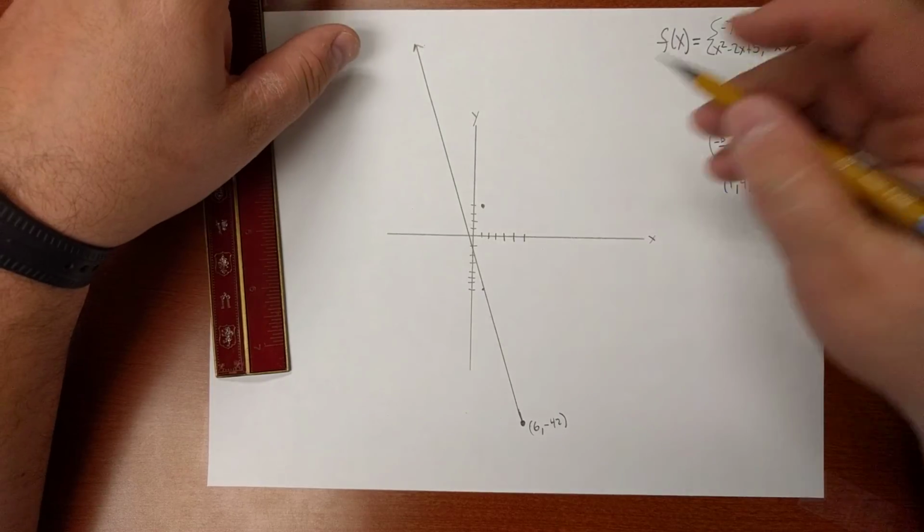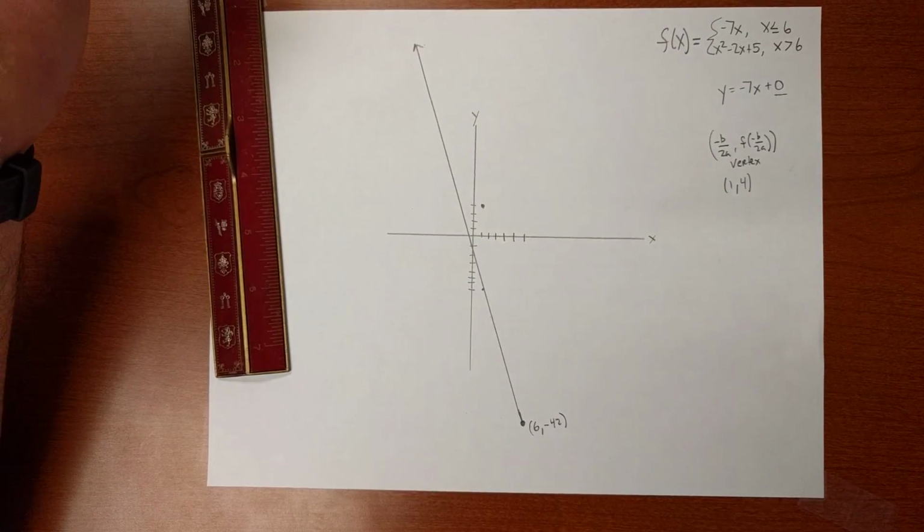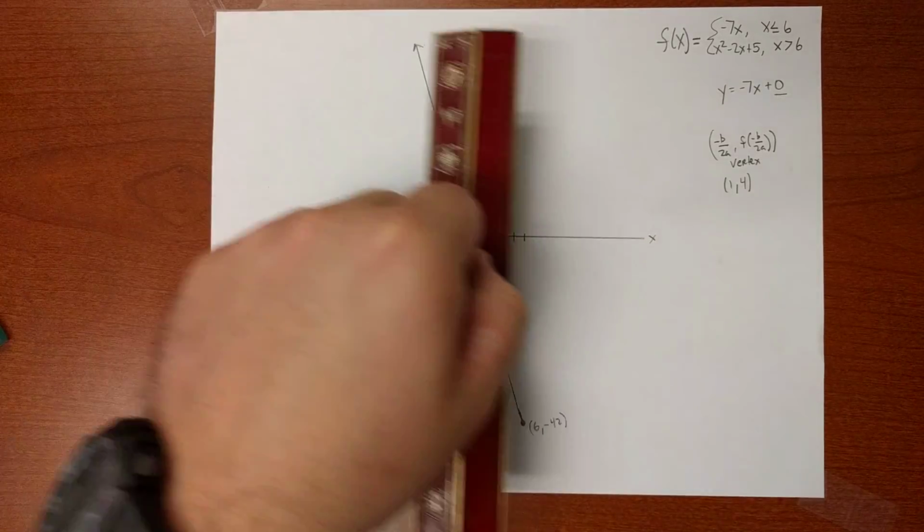Now, if I was going to graph that parabola, I would then find a few other points. Let's evaluate a few other points. Like, let's say, make a t-chart.